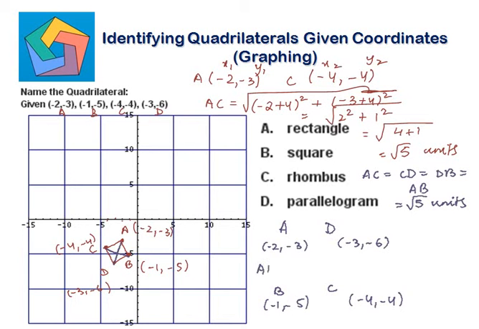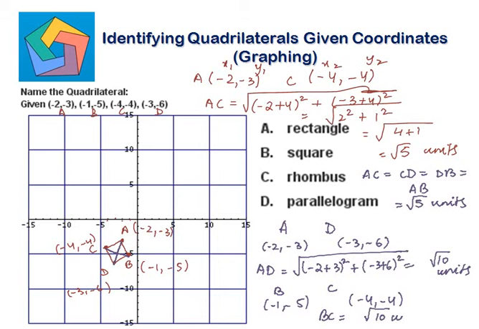So AD will be equal to square root of -2 plus 3 squared plus -3 plus 6 squared, which will be equal to 3 minus 2 is 1, 1 squared is 1, 6 minus 3 is 3, 3 squared is 9, so square root 10 units. Similarly, you can find BC, that will also be equal to square root 10 units. So since the diagonals are equal, this quadrilateral becomes a square. So B, square, is the answer.